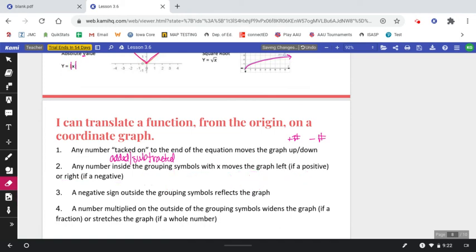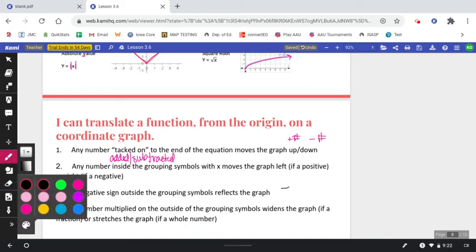Any negative sign outside the grouping symbols is going to reflect the graph. So if I had this negative x squared, instead of being a U shape pointing up, the negative out front is going to put it flipped down. Or if I had negative absolute value of x, instead of being an up V, it's going to be a downwards V. So it's going to reflect it over the x-axis.